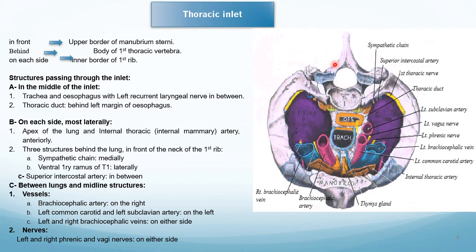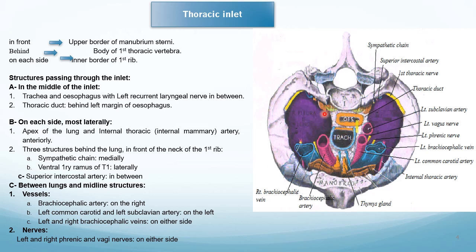We will start speaking about the thoracic inlet. Boundaries of the thoracic inlet. Anteriorly, the upper border of the manubrium sterni. Posteriorly, the first thoracic vertebra. On each side, formed by the inner border of the first rib. Through the inlet, the thorax is connected with the root of the neck.